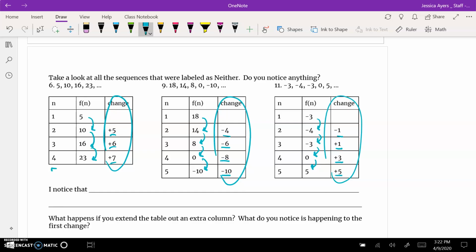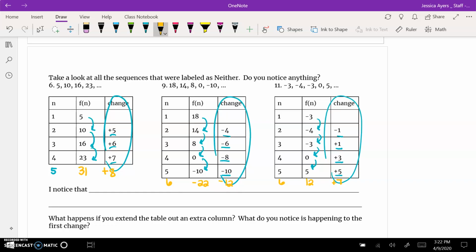Could we come up with the next term for each? We can. For number 6, we can add 8 to 23 to get 31, and that would be the next term. In number 9, we can find the sixth term by subtracting 12 from negative 10 to get negative 22. And in number 11, we can add 7 to 5 to get 12.